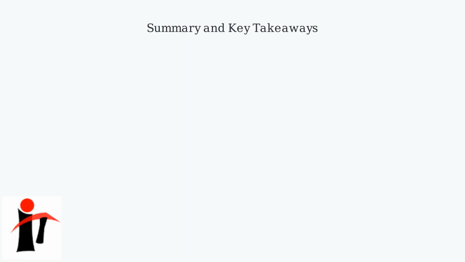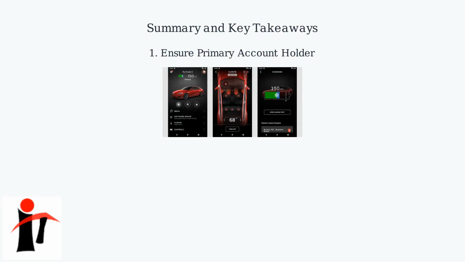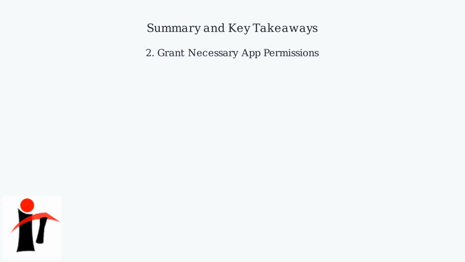To summarize, to fix the Add Driver Not Showing issue in your Tesla app, start by ensuring you're the primary account holder with full permissions to add secondary drivers. As the primary account holder, you have the authority to invite and manage secondary drivers through the app's account settings. Both Android and iOS require specific permissions like location, notifications, and nearby devices for the Tesla app to function properly and sync driver information.